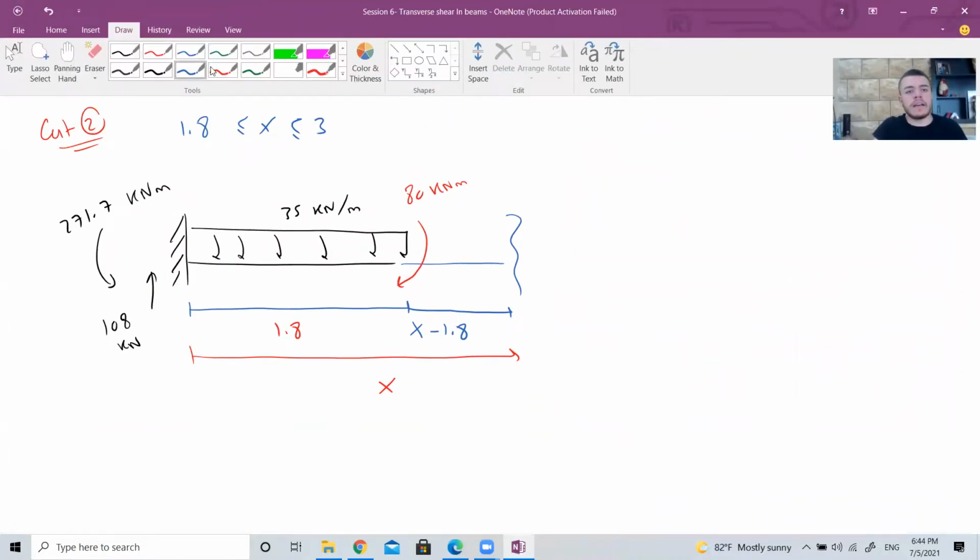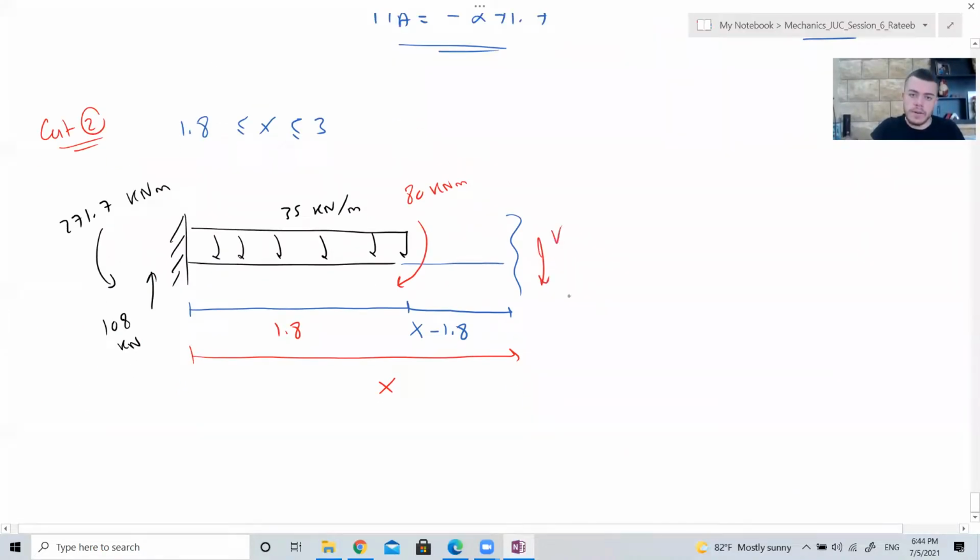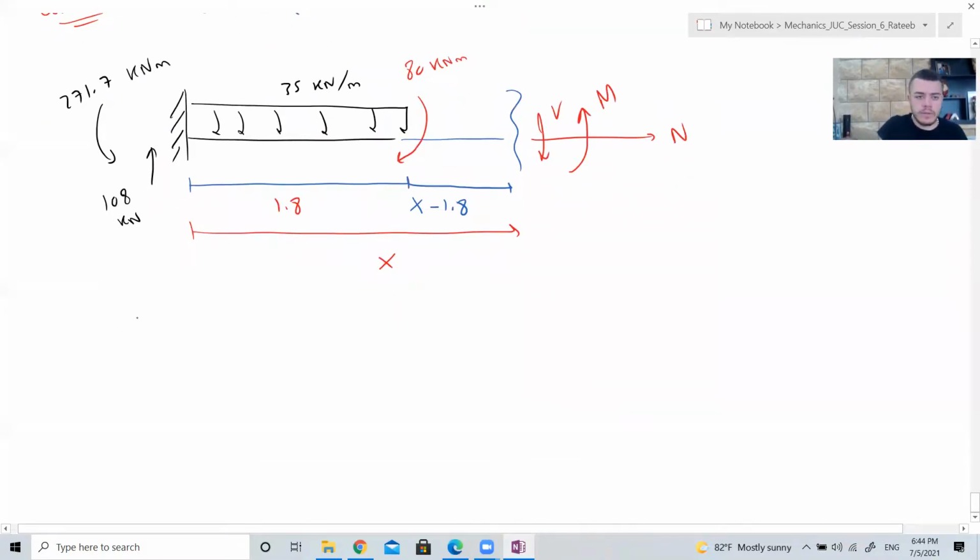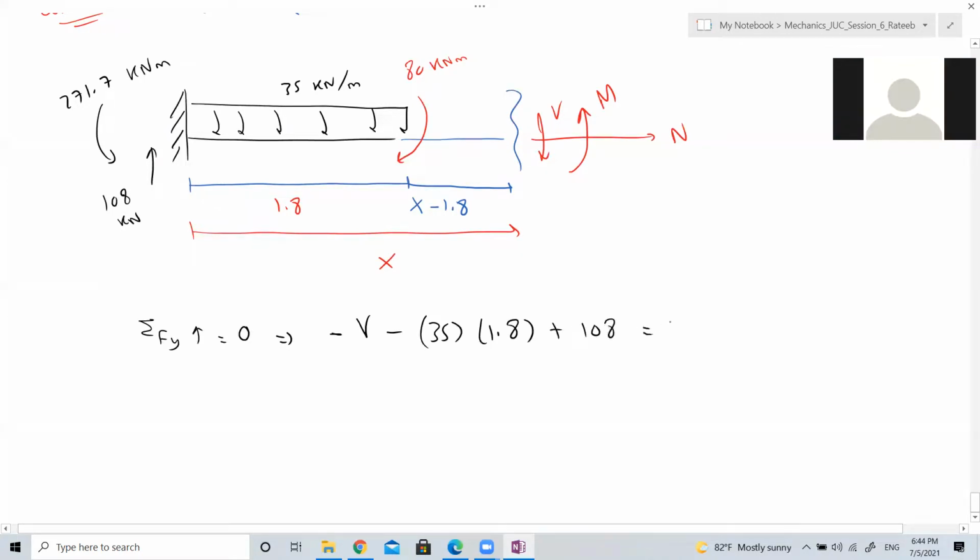And here you certainly have the shear, the moment diagram and the normal force. Again, what do I do to find the shear force? The equation of forces: minus V minus 35 times 1.8 plus 108 is 0. So V is 45 kilonewton.